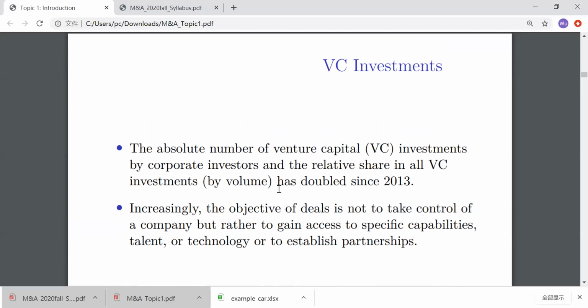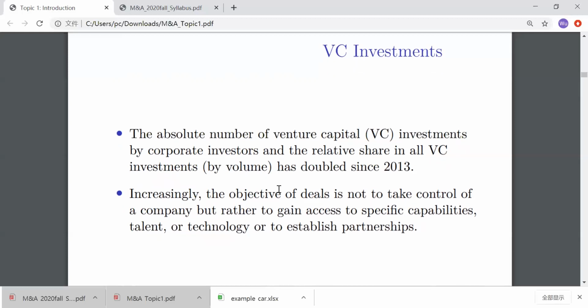Historically, that's also the case. When the economic environment is a low interest environment, that's almost always a big contributor to the booming of the M&A wave. So a low interest environment is always good for M&A activity. And also VC investment. In terms of VC investment, the number of VC investments by corporate investors has doubled since 2013.